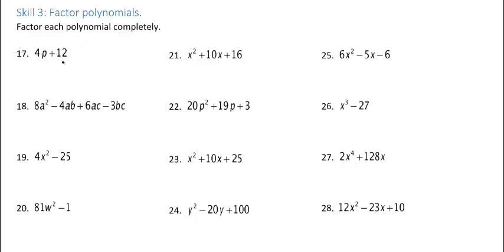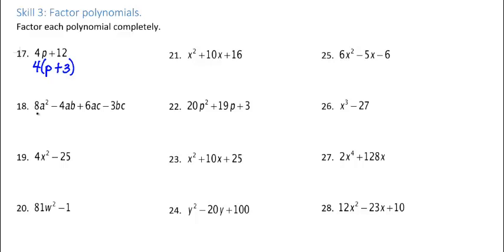It is a binomial and it has a common factor of 4. If we divide each of those terms by 4, we are left with 4p divided by 4 is p, and 12 divided by 4 is 3. And that's as simplified as we can get it. We cannot rewrite p plus 3 in any other way as a product, so we leave it there.